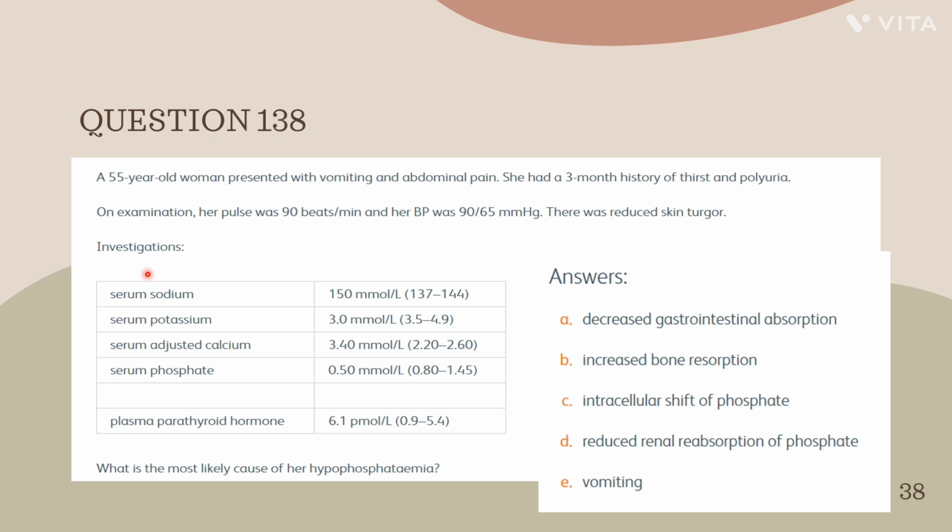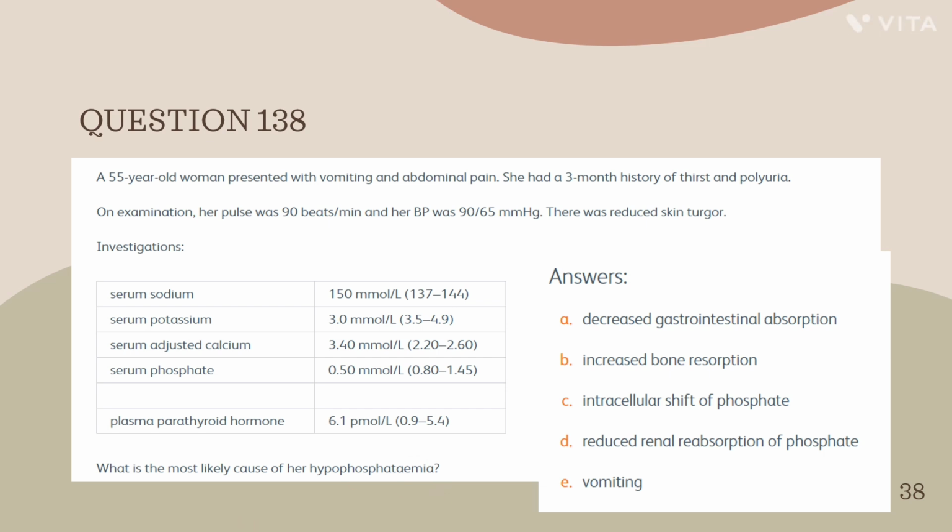A 55-year-old woman presented with vomiting and abdominal pain. She had a 3-month history of thirst and polyuria. On examination, pulse was 90 beats per minute and BP was 90 over 65. There was reduced skin turgor. Sodium is 150, potassium is 3, calcium is 3.4, phosphate is 0.5, parathormone is 6.1. What is the most likely cause of hypophosphatemia?